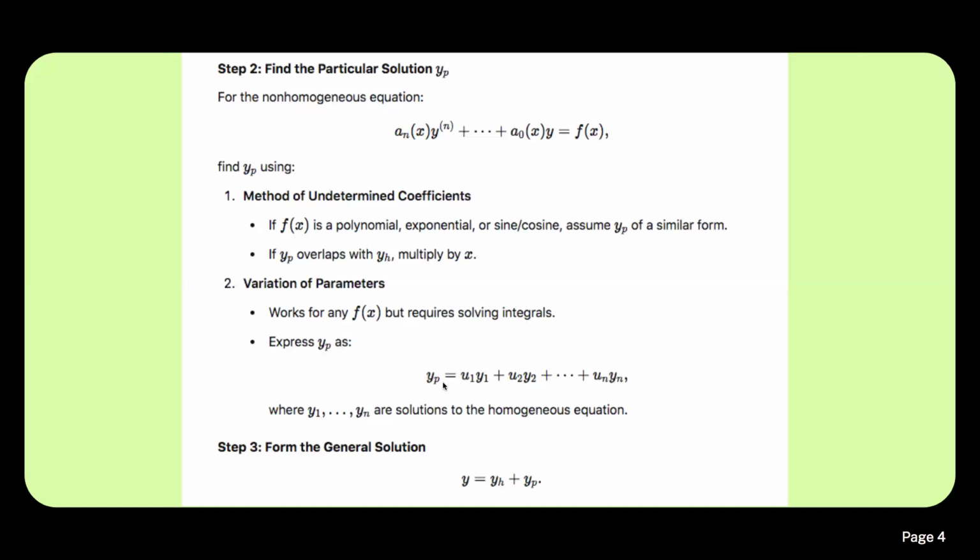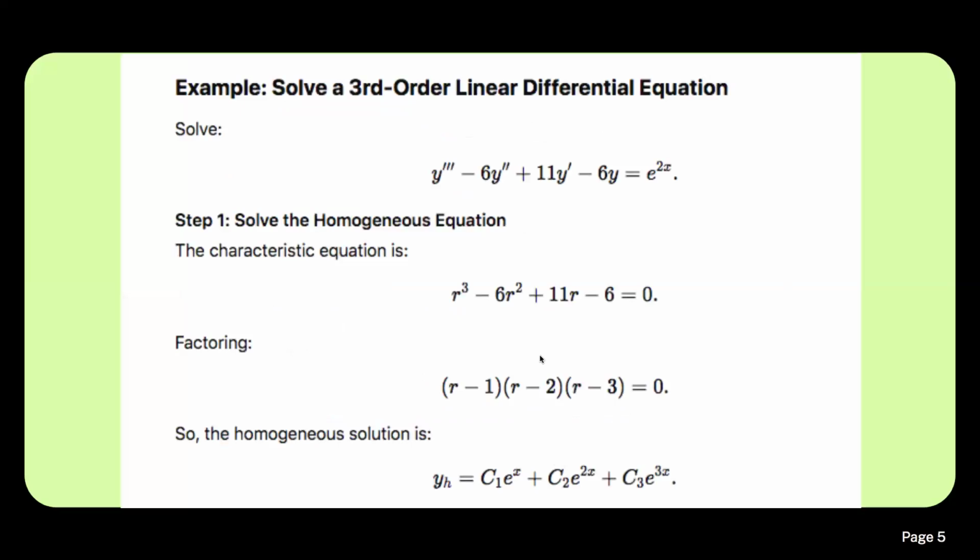We can express y_p as y_p equals u1 y1 plus u2 y2 plus ... plus un yn, okay? Then y1 through yn are solutions to the homogeneous equation. The final general solution is the homogeneous solution plus the particular solution. Let's go through a real case, okay? Example.